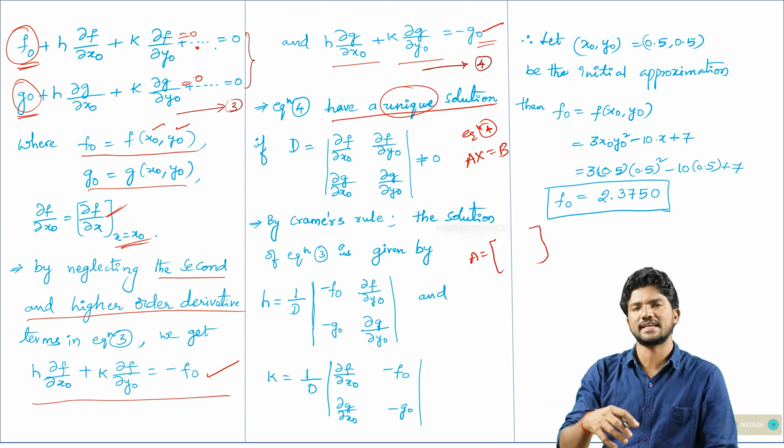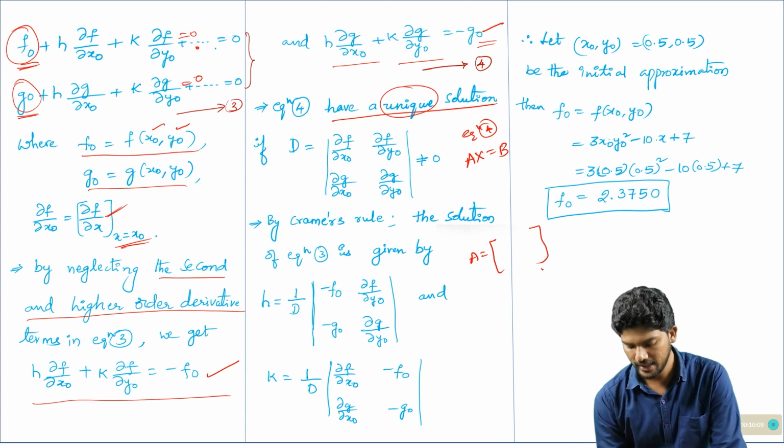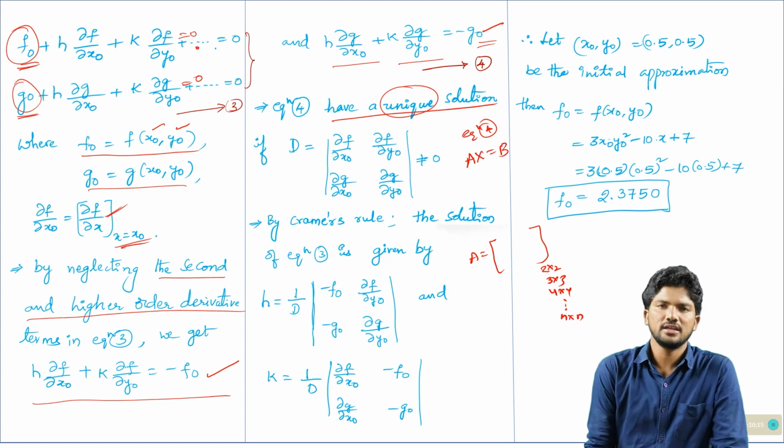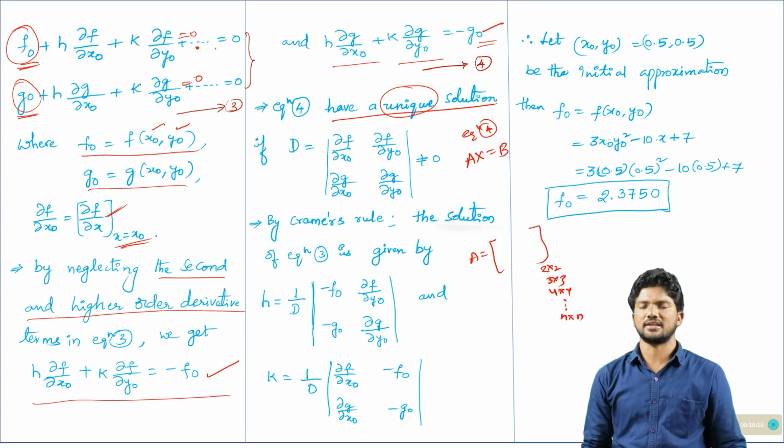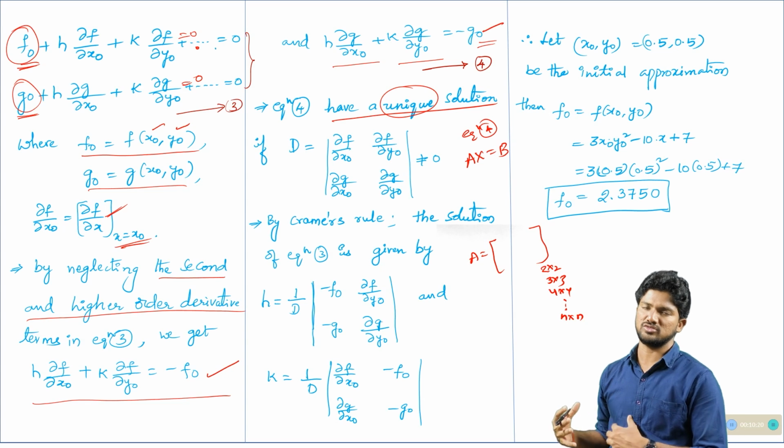That coefficient matrix is a square matrix, either 2 by 2, 3 by 3 or 4 by 4, and so on up to n by n order. Those types of matrices are called square matrices, either 2 by 2, 3 by 3, 4 by 4, up to n by n.